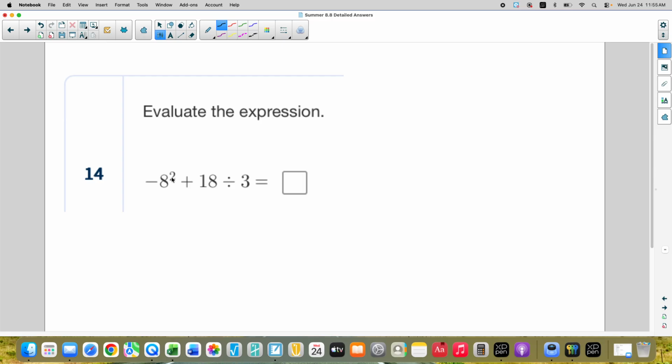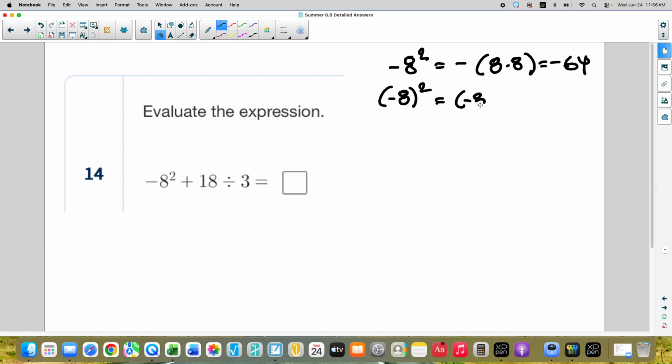Evaluate the expression. This is an interesting one, so let's look at this. Negative 8 squared is completely different from the quantity negative 8 squared. This equals the opposite of 8 times 8, which equals negative 64. This equals negative 8 times negative 8, which equals positive 64.